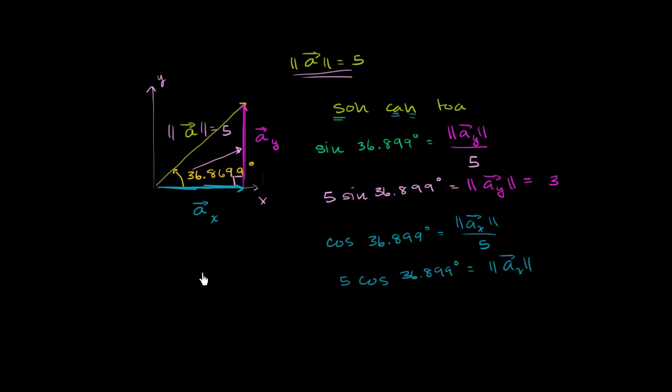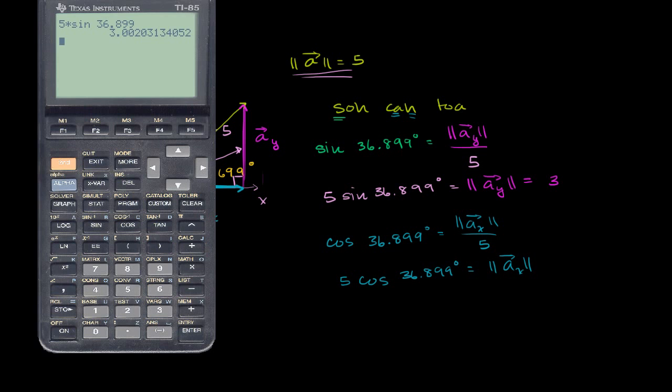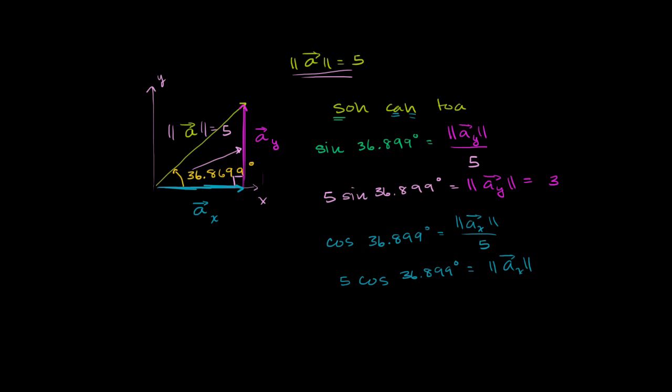And then let's do the same thing for our horizontal component. So now we have 5 times the cosine of 36.899 degrees, which, if we round it to our hundredths place, we get to be 4. So what we see here is a classic 3, 4, 5 Pythagorean triangle. The magnitude of our horizontal component is 4. The magnitude of our vertical component right over here is equal to 3.